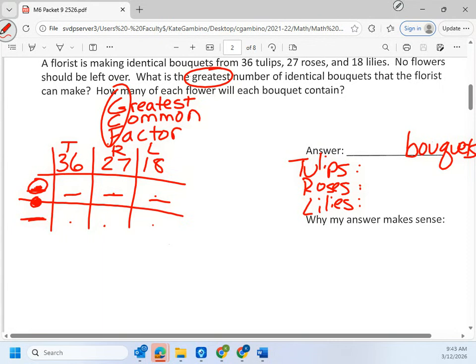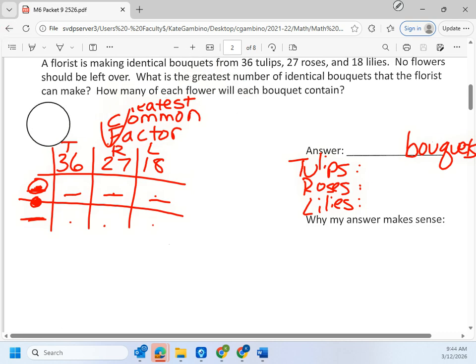Spoiler, that's not the answer. I'm not giving you answers. I'm just explaining. You figure out how many identical bouquets there are, then find its factor, buddy, to know how many tulips, how many roses, how many lilies. Find the factor buddies for it.